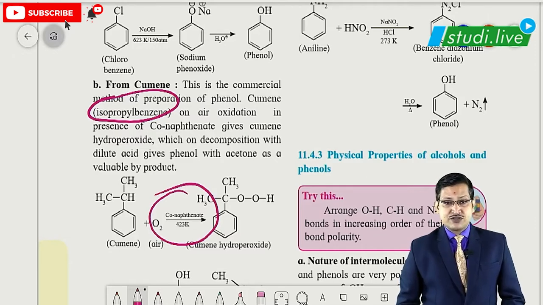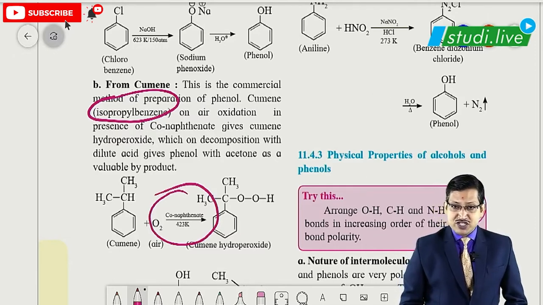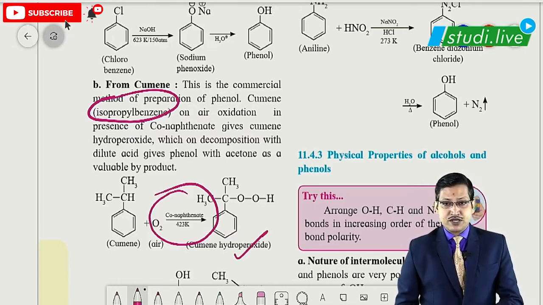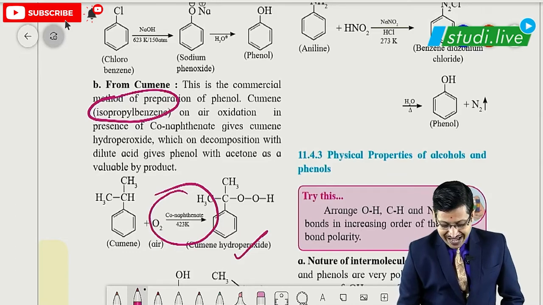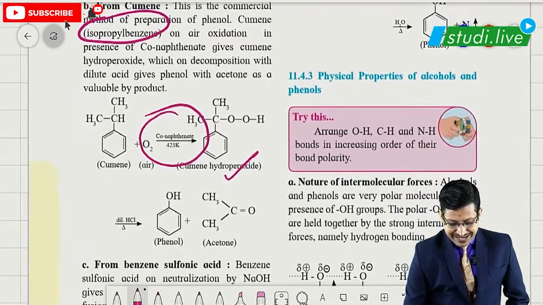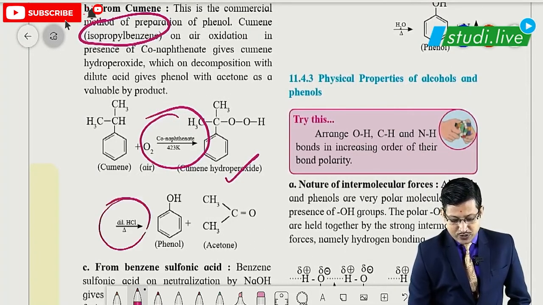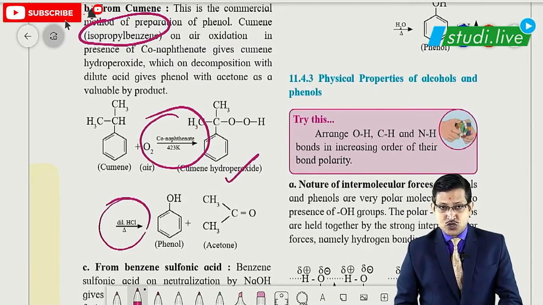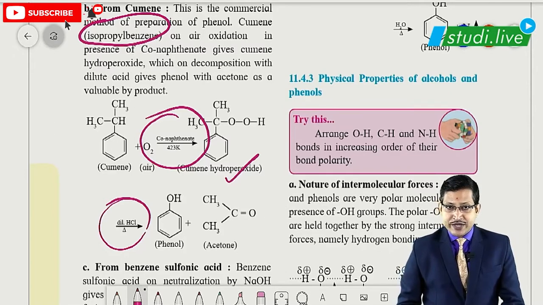Cobalt naphthenate and 423 Kelvin. The first step will give you the formation of, yes, cumene hydroperoxide. So in the first step, the peroxide formation takes place, and this peroxide will then undergo the further reaction, that is hydrolysis. This is with dilute HCl and gives you the formation of phenol plus acetone. So this was your second method. A quick recap, it is from cumene. Now cumene is called isopropyl benzene.